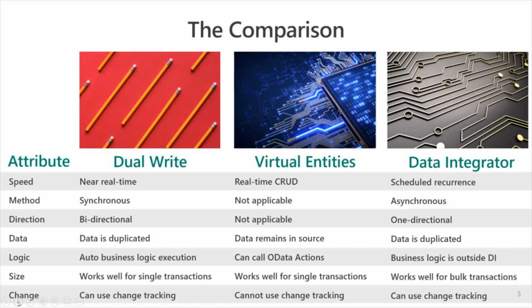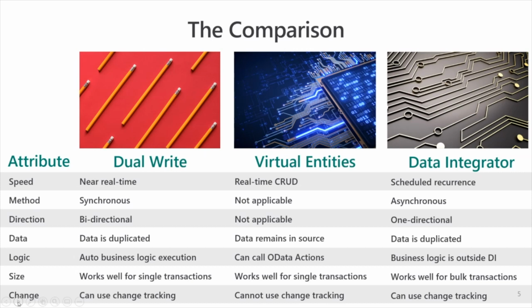From a size standpoint, when you're thinking about the integration or how you're going to be using this extension point, dual write uses OData behind the scenes to write those records. And so it works well for single transactions. On the contrary, data integrator is designed and specifically targeted towards bulk transaction scenarios, when we have lots and lots of records that need to be updated. The same is true of virtual entities.